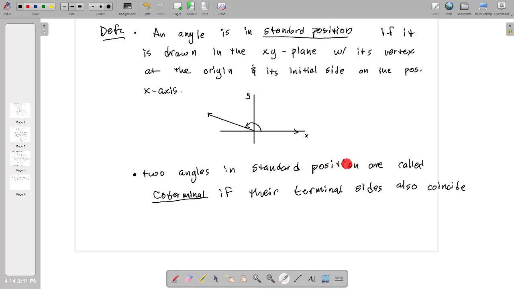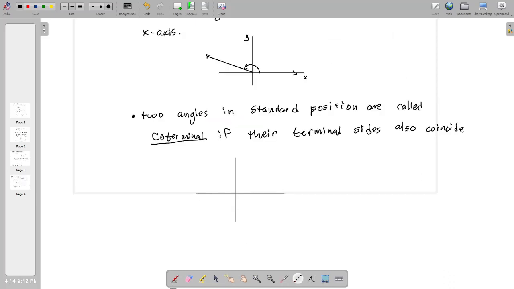So two angles are in standard position, meaning that their vertex is at the origin and their initial side is on the positive x-axis. We call these two angles coterminal if the terminal sides overlap as well. You might think to yourself, how do you get two angles with the initial side on the positive x-axis and their terminal sides being the same? How would they be coterminal? Wouldn't they just be the same angle? Well, not necessarily.